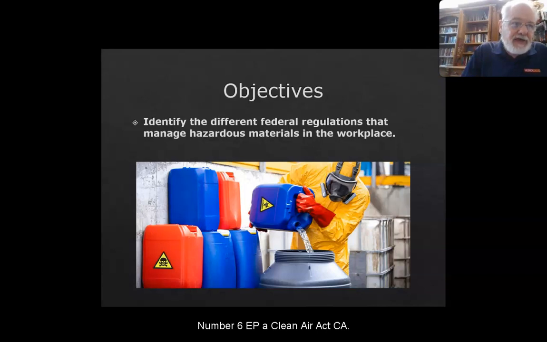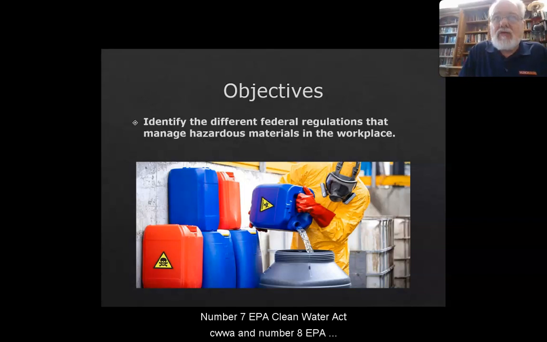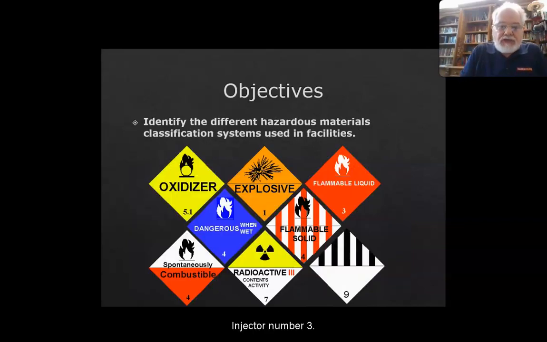Number 6, EPA Clean Air Act, CAA. Number 7, EPA Clean Water Act, CWA. And number 8, EPA Emergency Planning and Community Right to Know Act, EPCRA. Objective number 2, identify the different hazardous materials classification systems used in facilities.